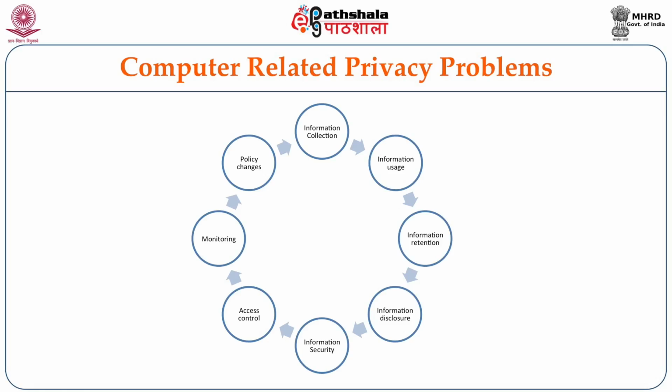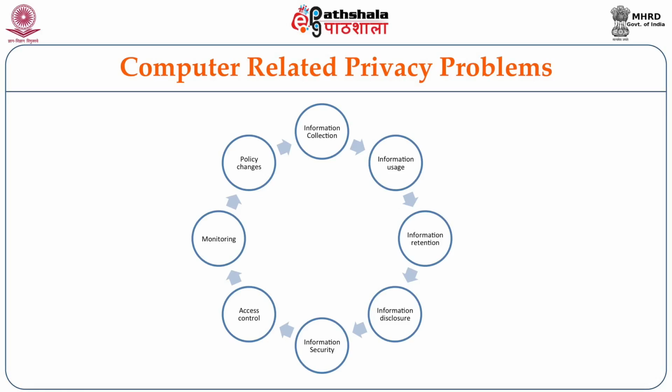Information security. There should be an appropriate mechanism used to ensure the protection of data. Access control. All modes of access to all forms of collected data are controlled. Monitoring. Logs are maintained showing all accesses to the data. There is one more point called policy changes. Less restrictive policies are never applied after the fact to already obtained data.